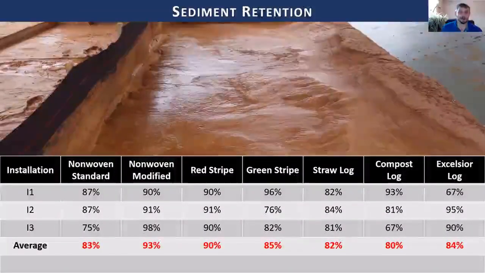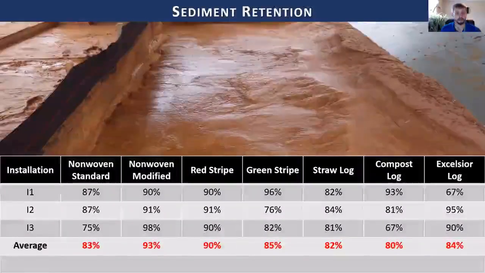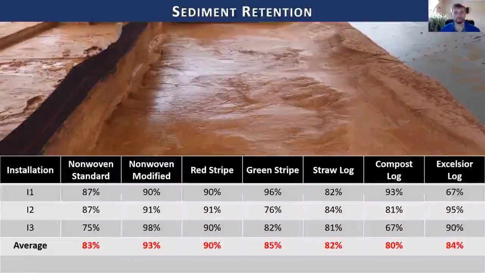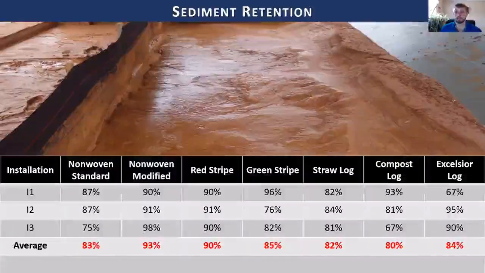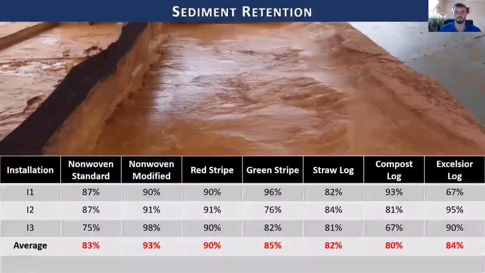So when we actually compiled all the sediment retention data for these, we found that the non-woven silt fence installation had an improvement of roughly 10% for sediment retention just by changing the design of the installation itself. We found that the red stripe, green stripe manufactured silt fence systems had sediment retentions of 90% and 85% respectively. And then the manufactured products that we tested, that was the straw log, the compost log, and the Excelsior log, we had sediment retentions of 82%, 80%, and 84%.